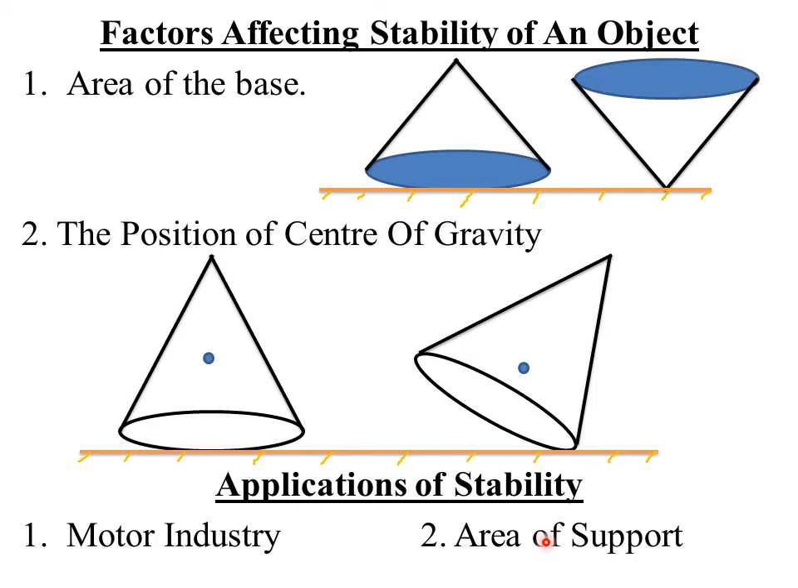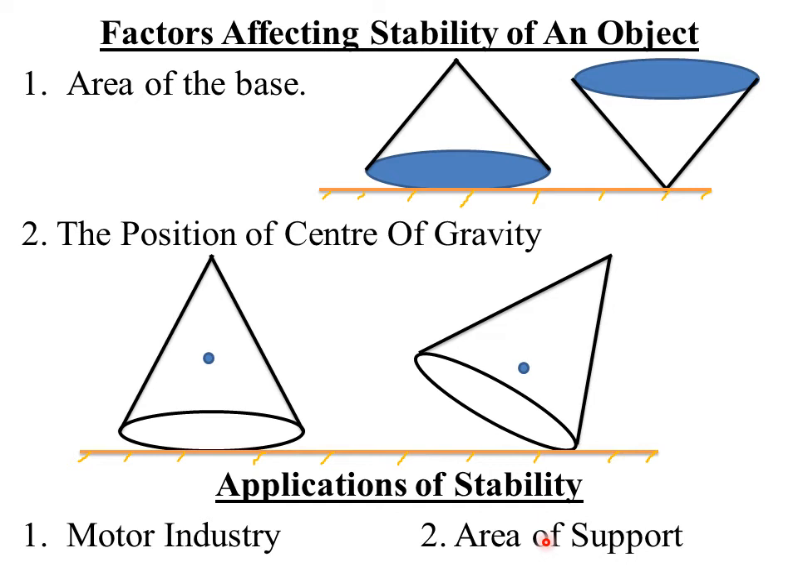Then the second application under the areas of support is that a person carrying a bucket of water in one hand has to lean or bend his body to the other side so as to adjust his position of center of gravity. So when you are leaning, you are lowering your position of center of gravity, and the lower the position of center of gravity, the more stable you will be.